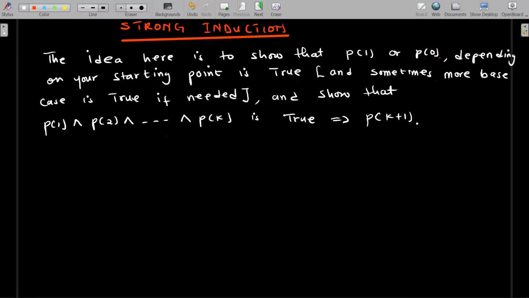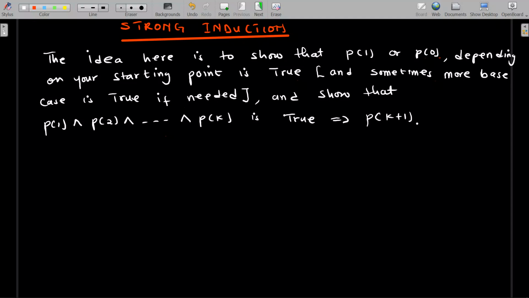Welcome to this lesson of our study of induction. We are learning how to write mathematical proofs, and the first concept that we are studying here is what we call mathematical induction. We have our first lesson on the first principle of mathematical induction, and this lesson is going to talk about strong induction.